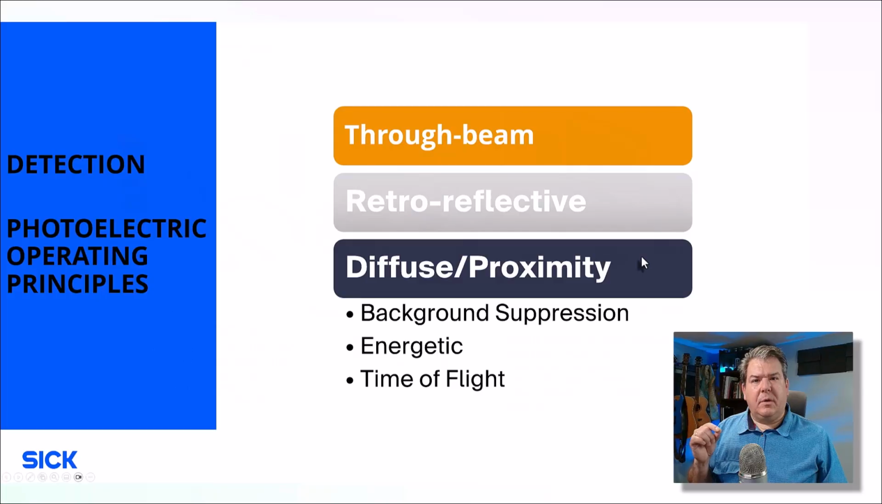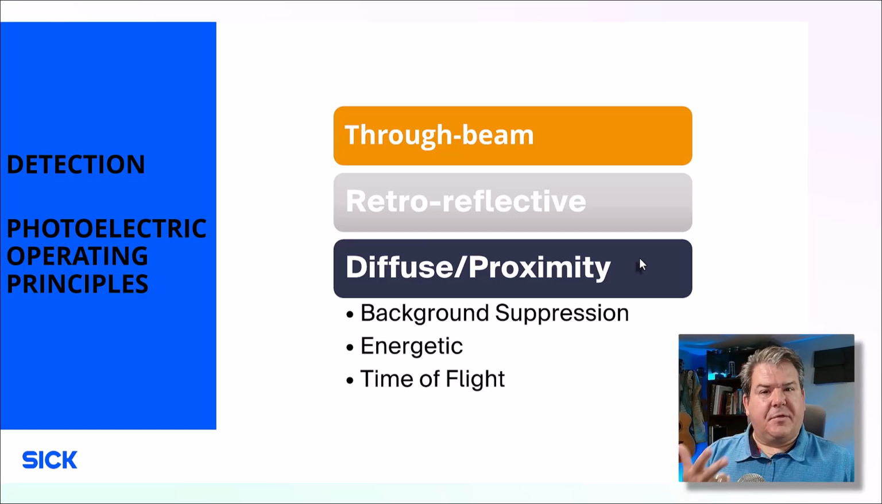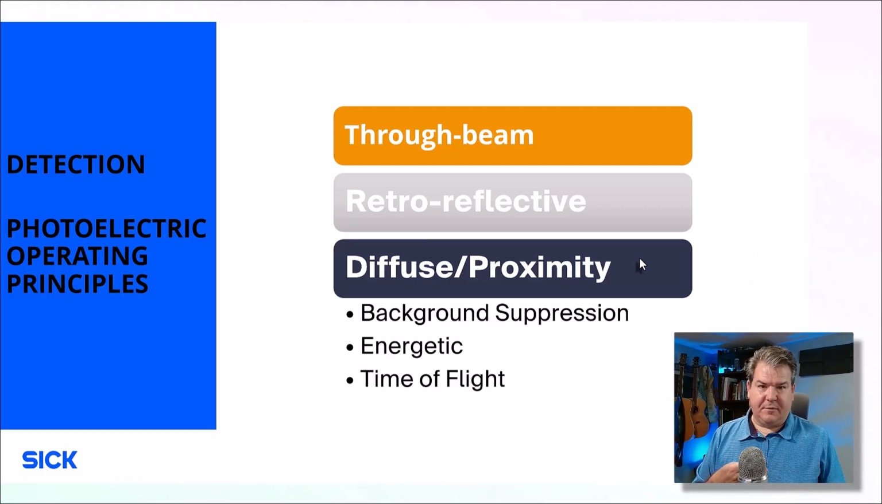All right, so now that you know what your goal is, let's take a look very specifically at one of the most common sensor types for detecting and measuring, and that would be photo eyes. So if we take a look at these operating principles, there's three main types of photoelectric sensors: through beam, retroreflective, and diffuse proximity sensors.